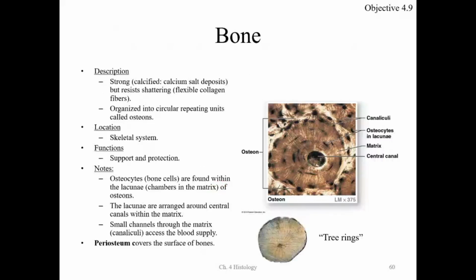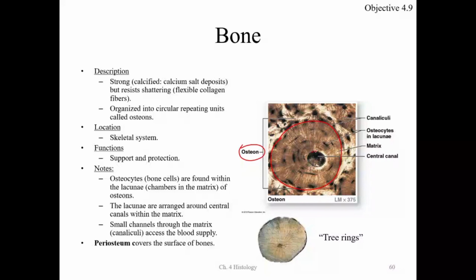Okay? Now, bone is going to be very strong, but it can resist shattering. It's calcium salts deposited along with collagen proteins. It's organized in a circular structure called an osteon. Okay? This osteon is going to have a few things going on about it. First off, we'll talk about that it's in the skeletal system and it's support and protection.